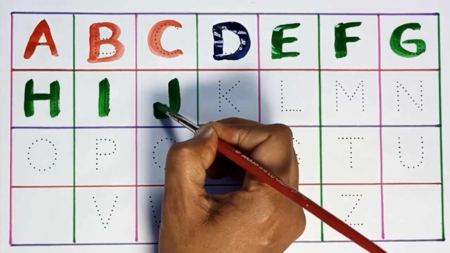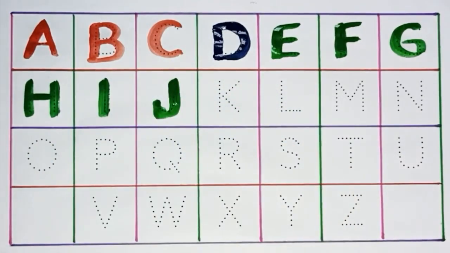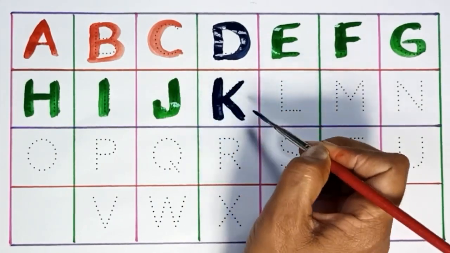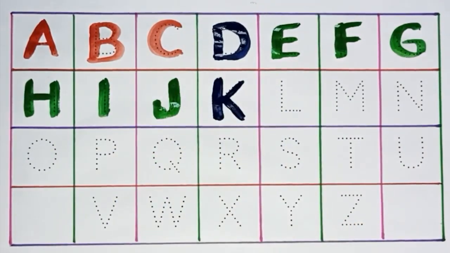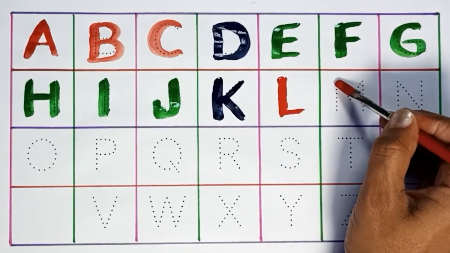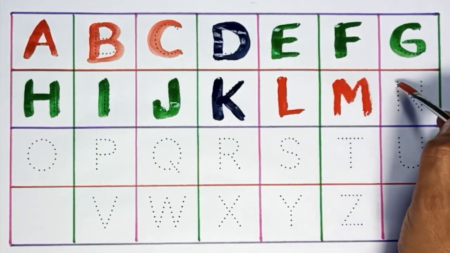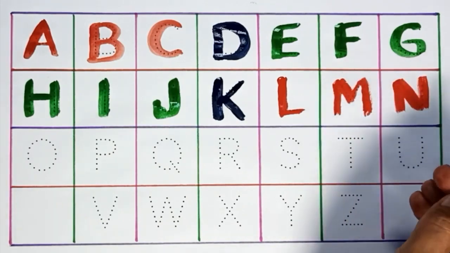J, J for jug, green color. K, K for kite, blue color, dark blue color. L, L for lion. M, M for monkey. N, N for nest, red color.